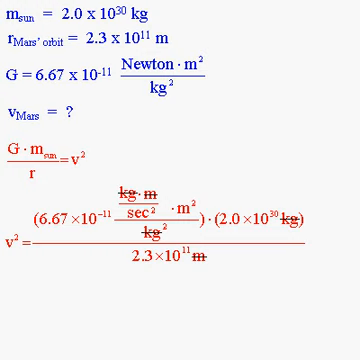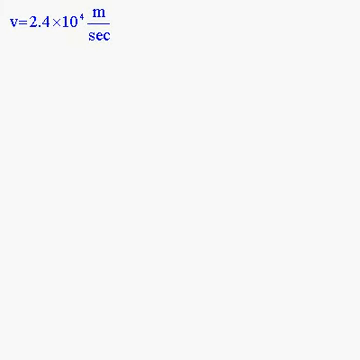When we take the square root of both sides, the numbers work out to 2.4 times 10 to the fourth, and the units work out to meters per second. So that's the speed of Mars as it travels around its orbit. The second question in this example just builds on the first, so we'll do it here. Remember, the speed of Mars in its orbit is 2.4 times 10 to the fourth meters per second.